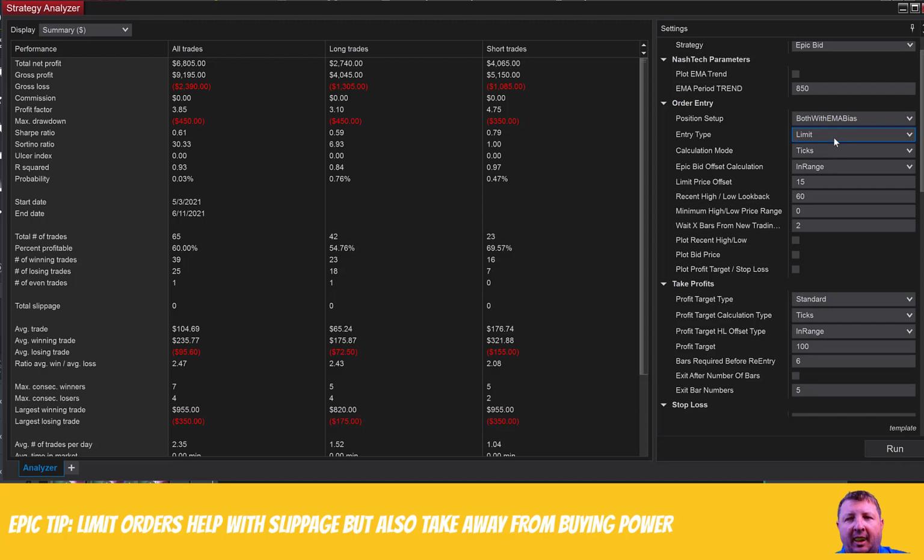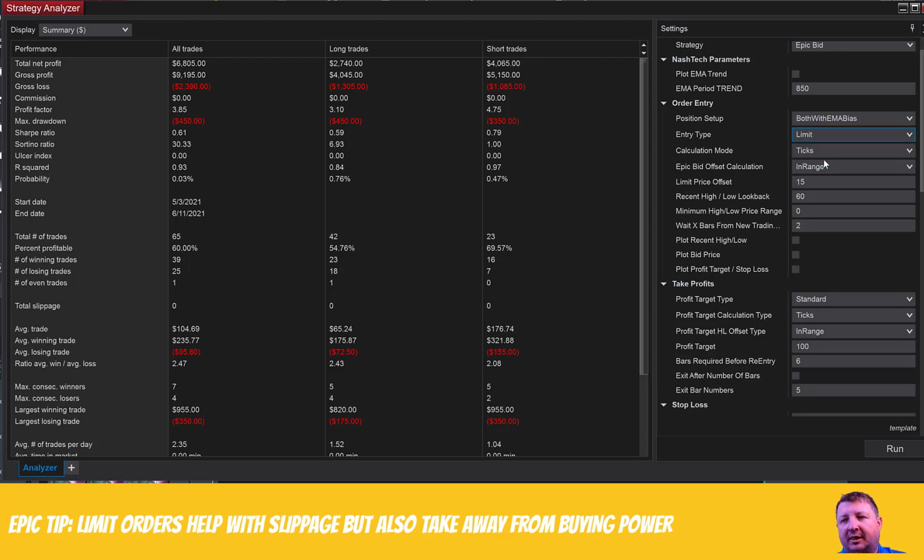That can take away from your buying power, but it also puts you in line to get it at that price. A market order, first of all, has no guarantee on the price, but it's not taking away from your buying power. My suggestion would always be to leave this to limit.